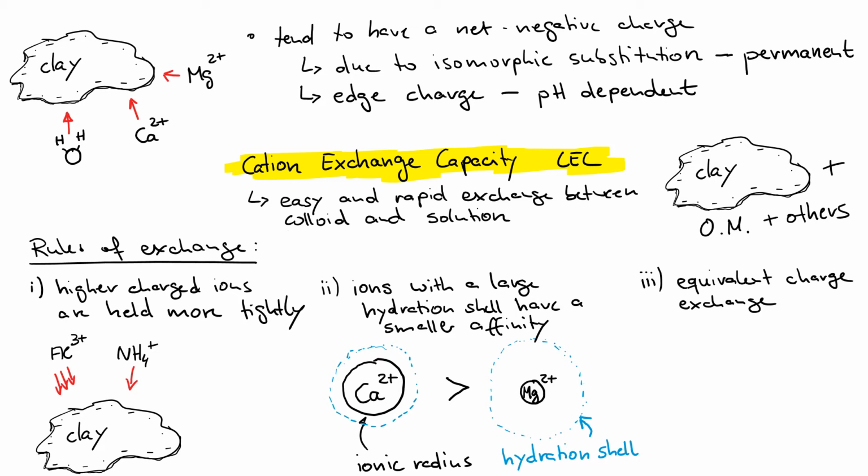And the third one is that, well, in the exchange, it has to be an equal exchange. So if, for example, one calcium 2+ is taken off a negative charged site, it has to be replaced with 2 positive charges. So it has to be an equal charge exchange for this to happen.